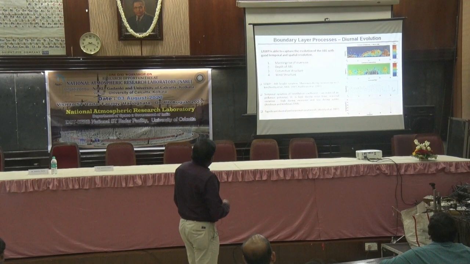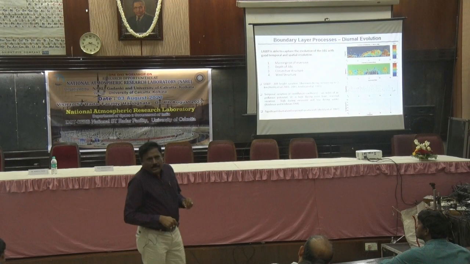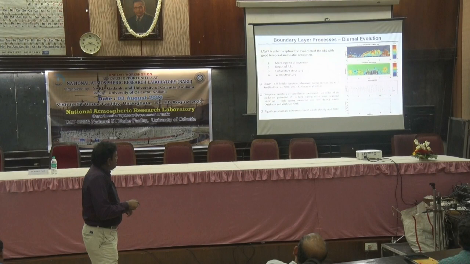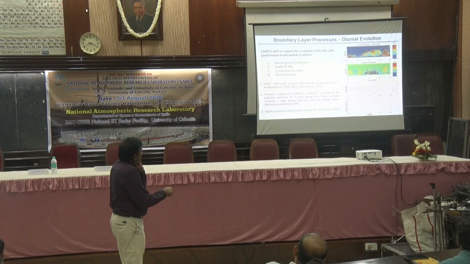And of course there are several studies. I don't know whether some people here are working on pollution. For pollution studies, mostly they calculate one parameter called the ventilation coefficient. It is simply the product of the boundary layer height and the wind speed. Both wind speed and boundary layer height you can get with this radar, so you can directly get this ventilation coefficient, which is very useful for air pollution studies.